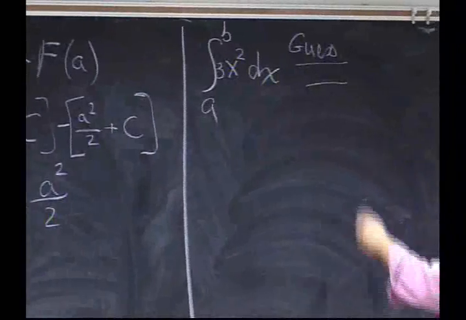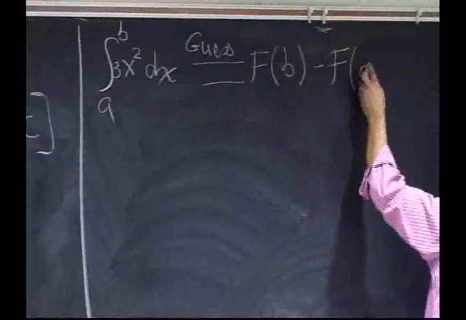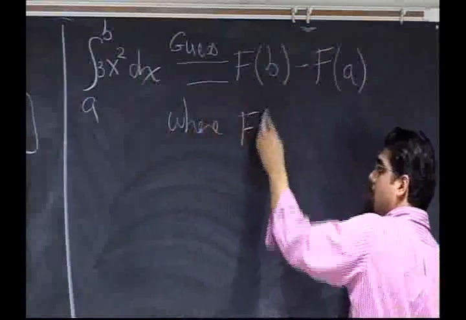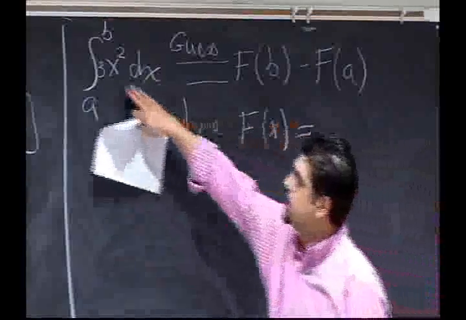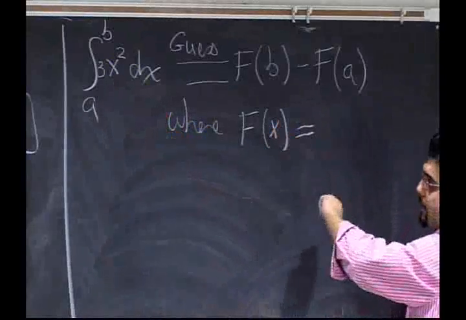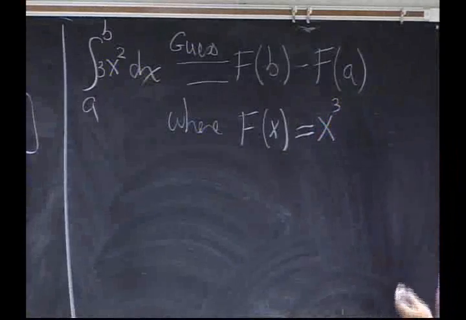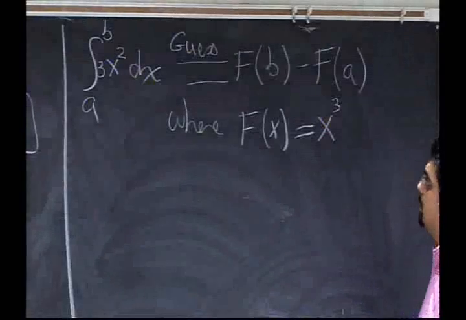My guess is this is going to be f of b minus f of a, where f is a function whose derivative is 3x squared, right? What function has a derivative of 3x squared? X cubed. Okay, x cubed plus c represents all of them, but let's try this one, okay?